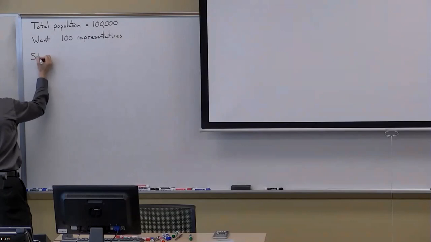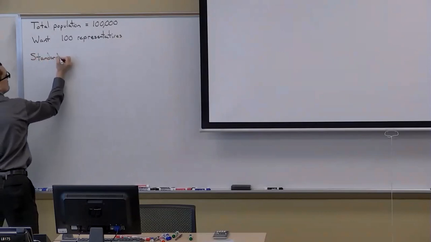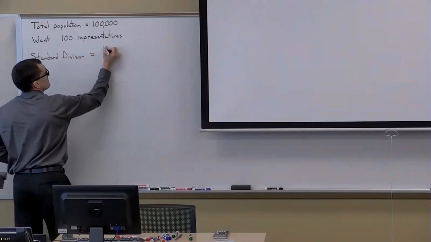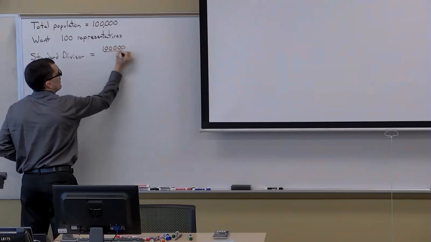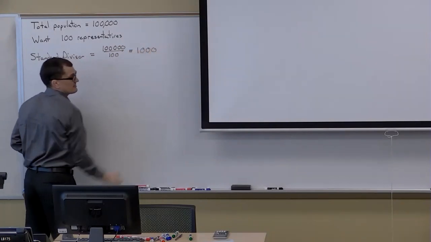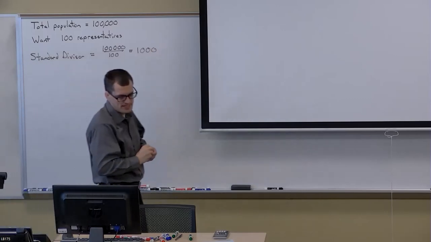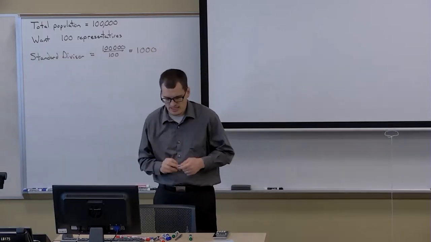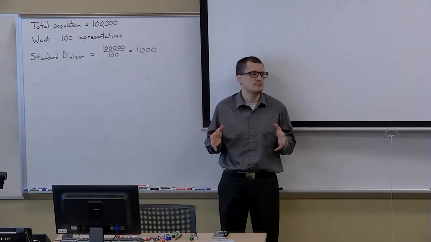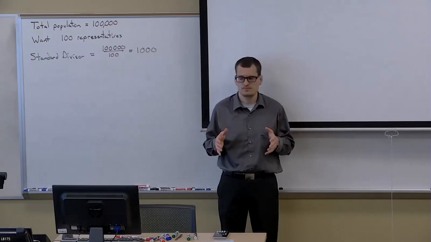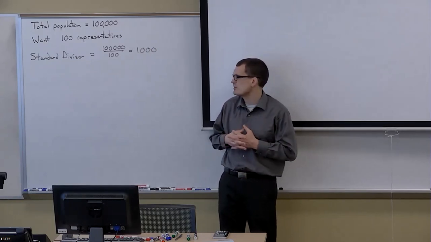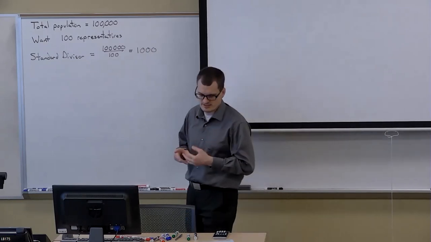So let's calculate the standard divisor. Standard divisor is going to be 100,000 divided by 100, which gives me 1,000. And roughly what that means is that in an ideal world, each group of 1,000 people would have their own representative. Can I follow that? So each group of 1,000 people would have their own representative.